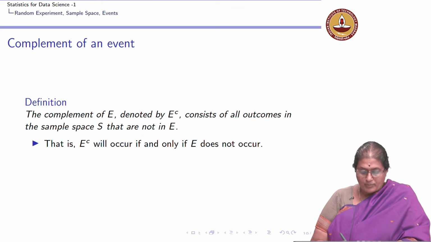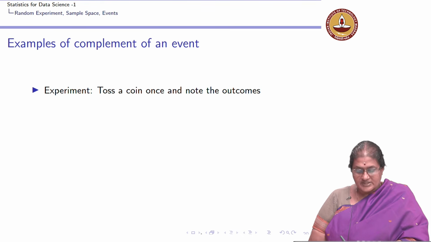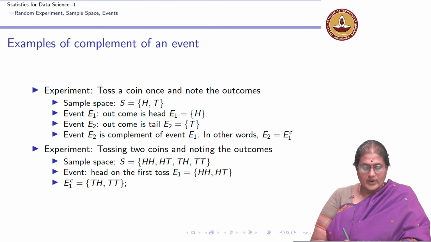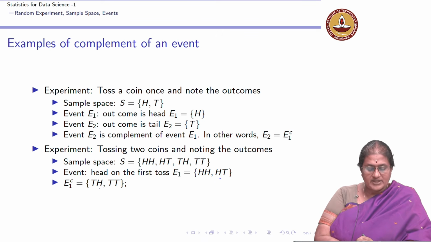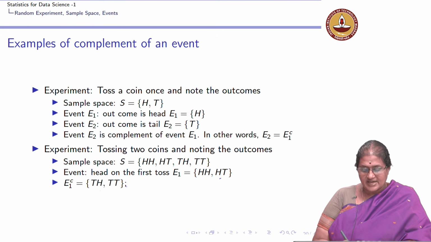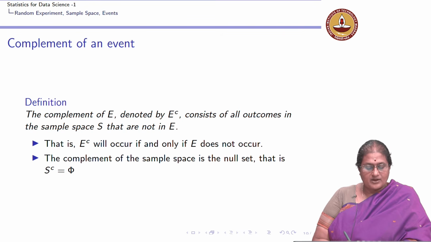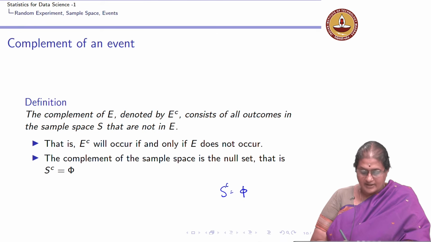So, now let us go back and look at our example. I toss a coin once and note the outcomes. I know that E2 complement is E1. Toss a coin twice. Event 1 is head on the first toss. Event 2 is tail on the first toss, and E1 complement is TH and TT. One thing we need to observe is that the complement of the sample space is the null set, or the null event.